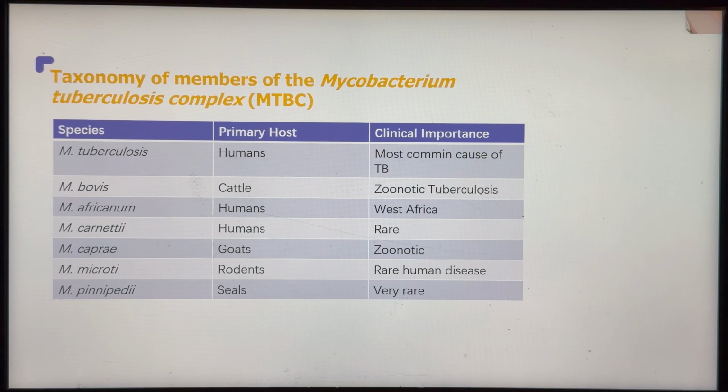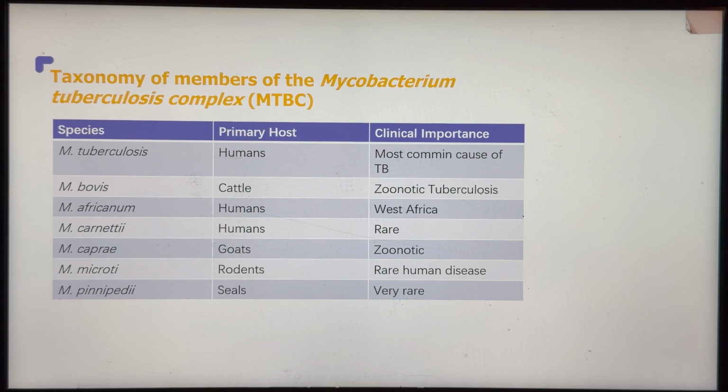When we use the term Mycobacterium tuberculosis, we are often referring specifically to the species that causes the vast majority of human tuberculosis. However, it is important to remember that it belongs to the Mycobacterium tuberculosis complex, commonly abbreviated as MTBC. The MTBC consists of several genetically closely related species that share more than 99.9% genomic similarity, yet they differ in their preferred hosts, geographic distribution, and epidemiological significance.